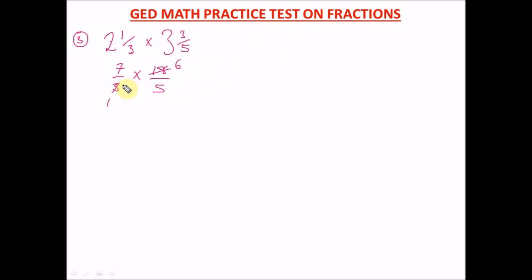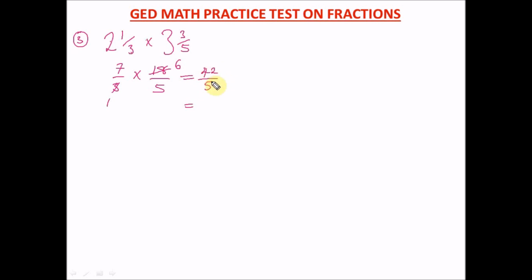All right, so what are we left with? We're left with 7 over 5, and 6. Can any other thing go? Nothing can go. All right, so we just have to multiply out. 7 times 6 is what? 42, divided by, here we have 1 times 5, which is 5. So we have 42 over 5. Here, this is still an improper fraction. We have to convert to a mixed fraction. So how do we convert? How many times would 5 go in 42?